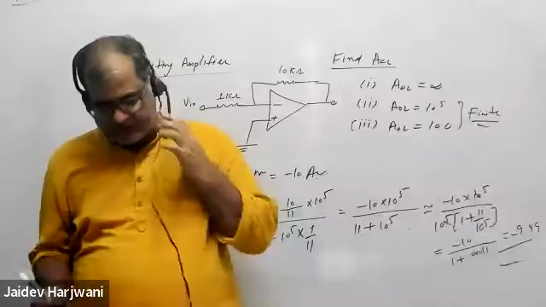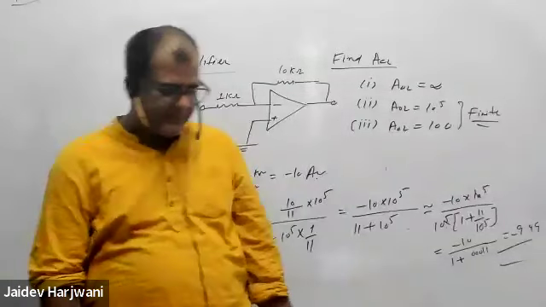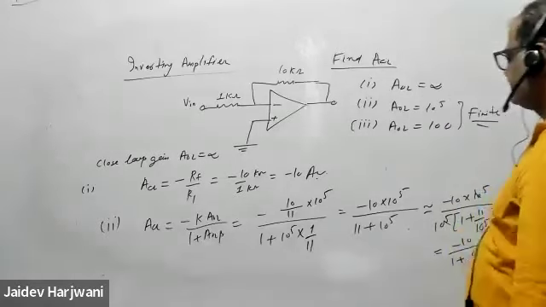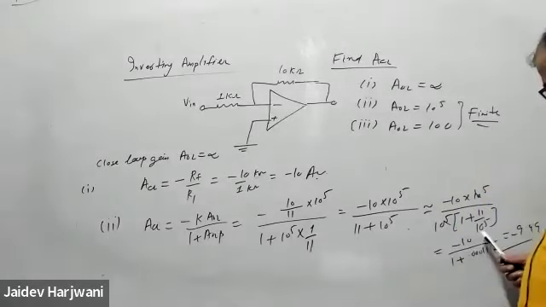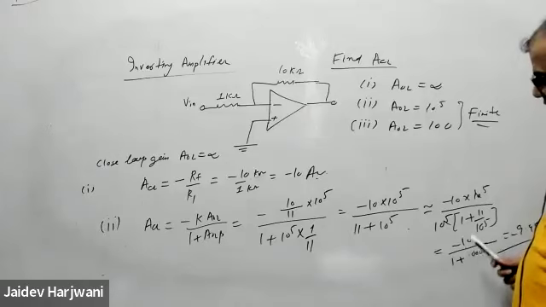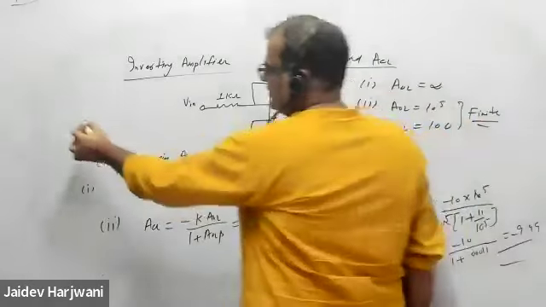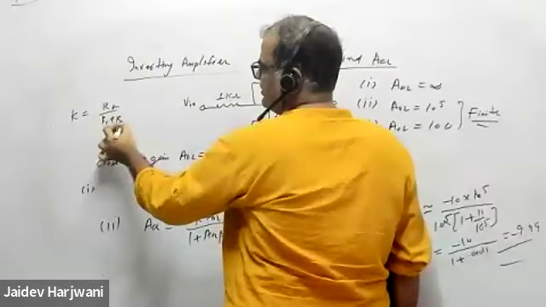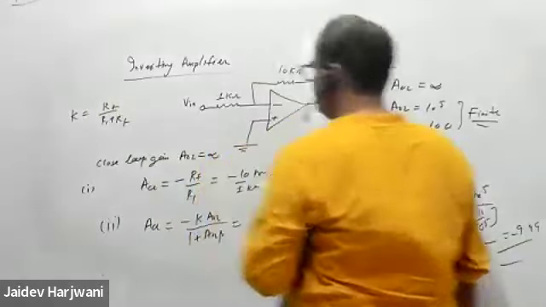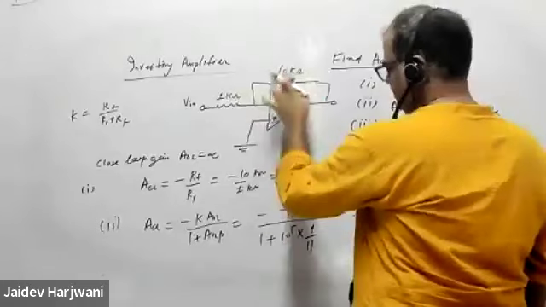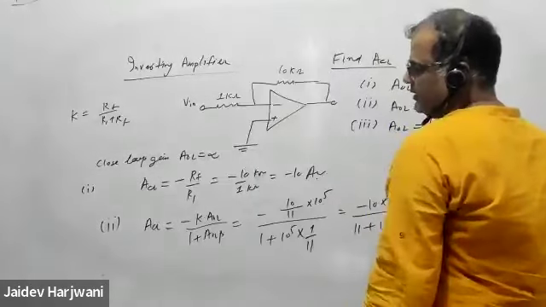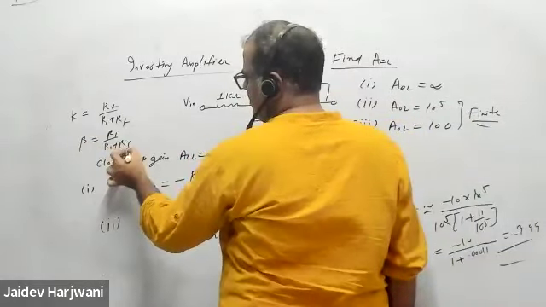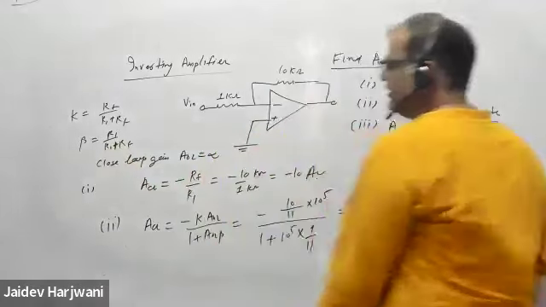And now you can check for the third case. What happens in the third case? It will be slightly different. Whenever gain is less. How do you write this K? K is RF upon R1 plus RF, so 10 upon 11. And beta is R1 upon R1 plus RF. Put the values and write.